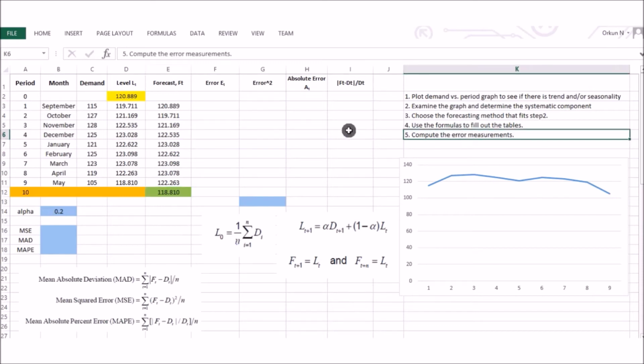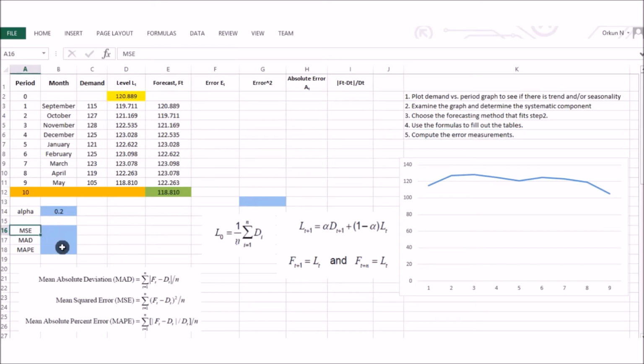Step 5 asks me to compute the error measurements. Why do I need error measurements? Because I want to test the performance of my forecast. So to do that, I'm going to use 3 different terms: MSE, mean squared error; MAD, mean absolute deviation; and MAPE, mean absolute percentage error.